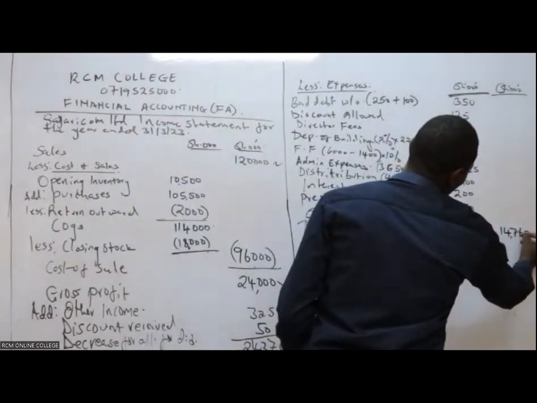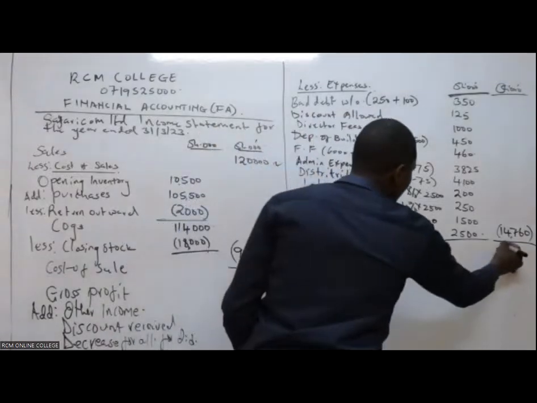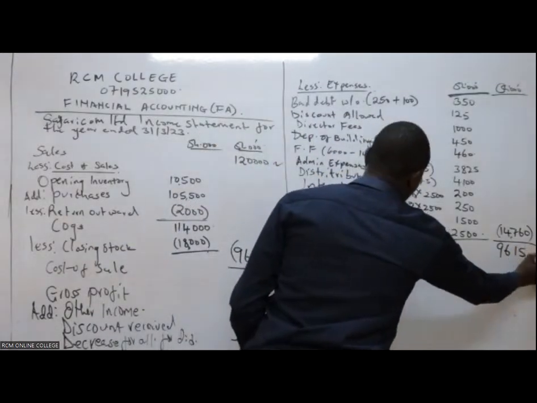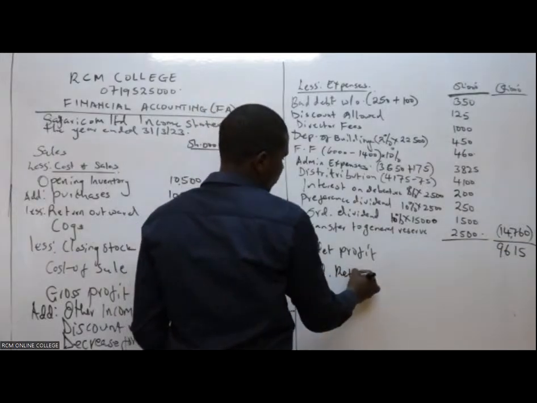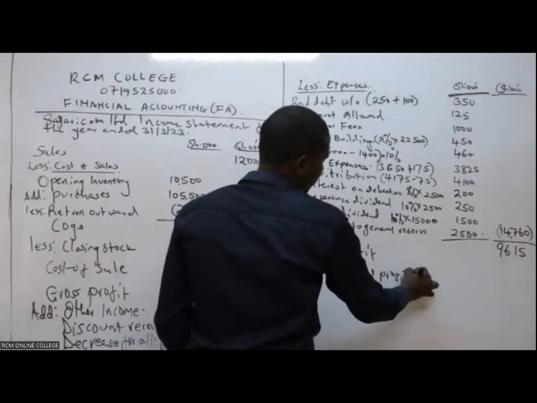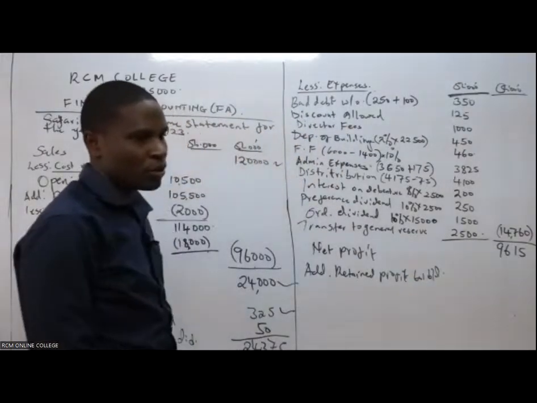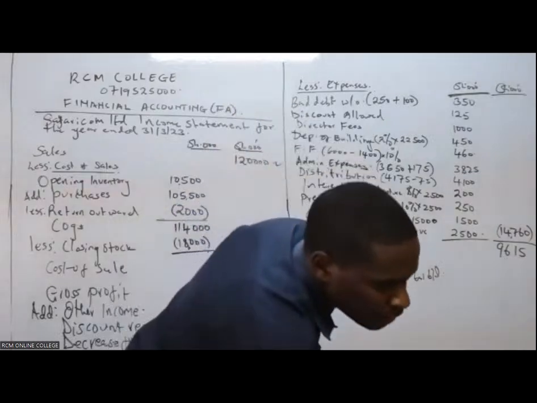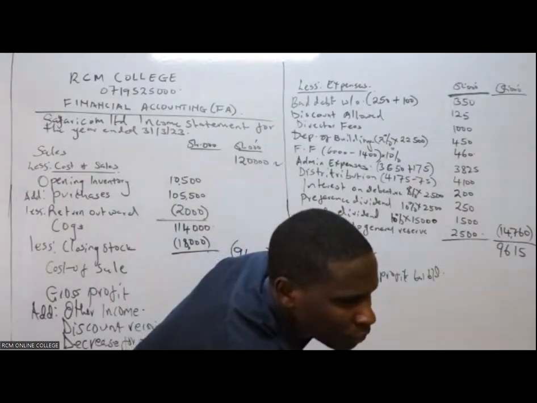Now having that, we can subtract that to get something like I'm getting 96.15, and then you add retained profit balance brought down. The retained profit balance brought down, class, we shall get it. Let me share this question.